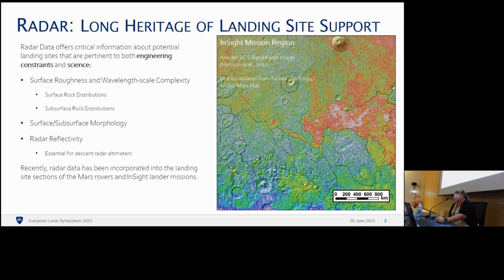Radars are often used by descent systems, so having an understanding of what that terrain looks like is really important to understand how your descent system will work. We know that it's been used successfully on Mars for the rovers and InSight, and so, of course, we can translate that experience to the moon.